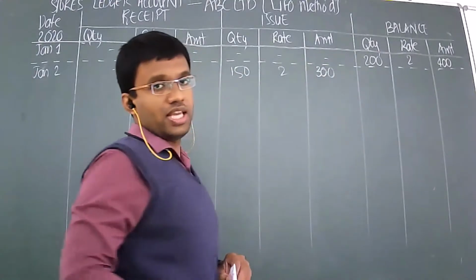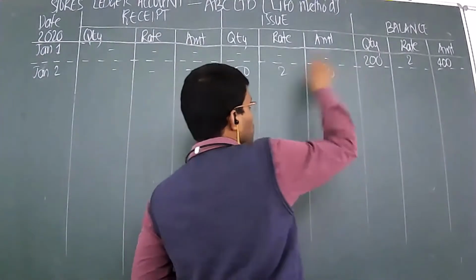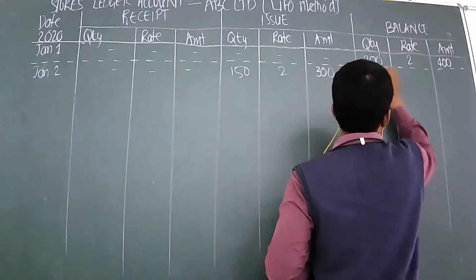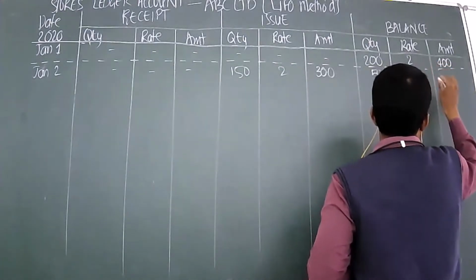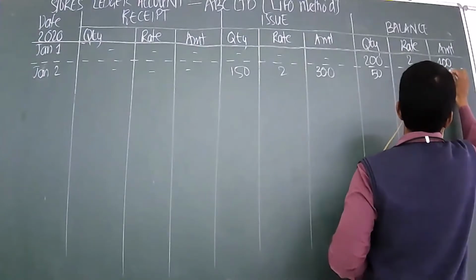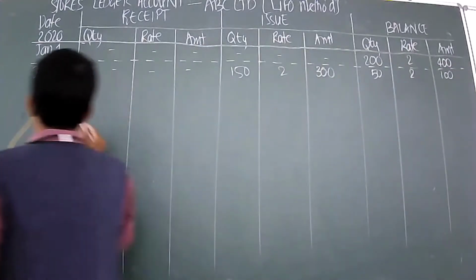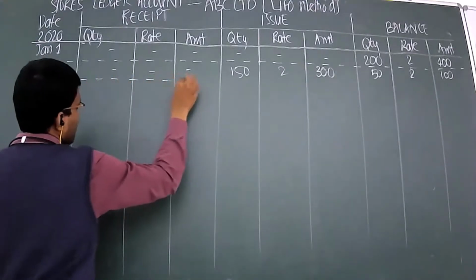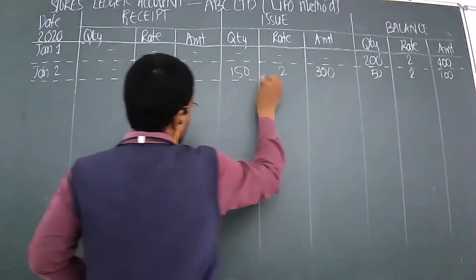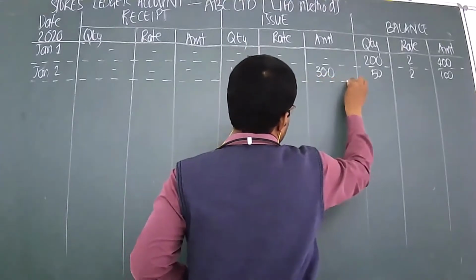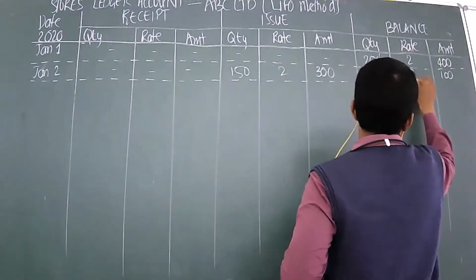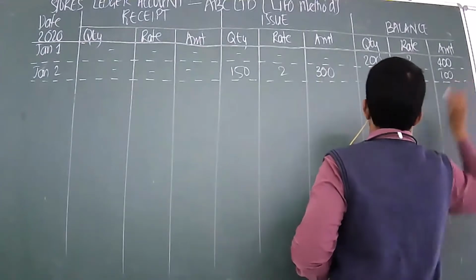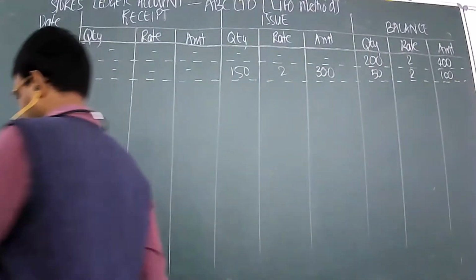Now let's capture the balance details. Out of 200, you have issued 150, which means you're left with 50. This you bought at 2 rupees, and the balance is 100. So we are done with the transaction for Jan 2nd. Now let's move on to the next day.